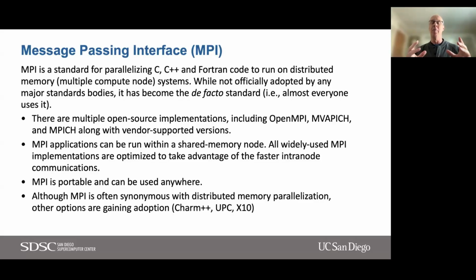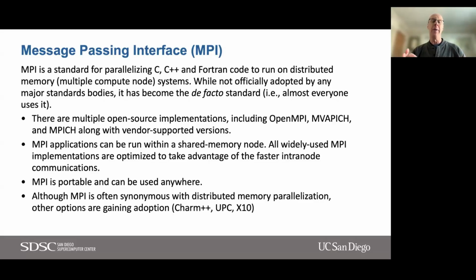So when you see the really large parallel applications, the ones that are running across substantial fractions of a supercomputer, they are almost always developed using MPI. Now, there are a few exceptions. I'll mention that in the last bullet, but MPI is still dominant. Now, there are multiple open source implementations of MPI. So you might hear terms like OpenMPI, MVAPICH, and MPICH, along with vendor-supported versions. Again, these are just different implementations of the MPI standard.